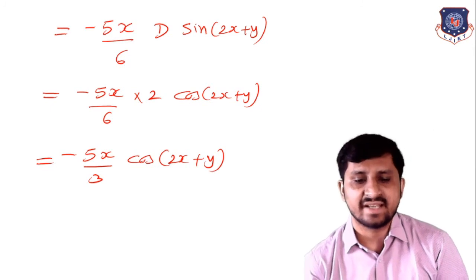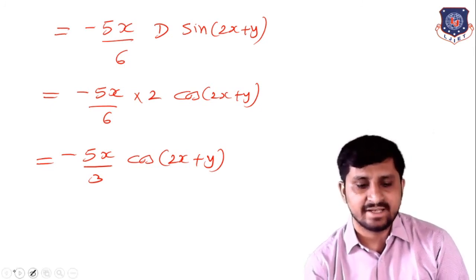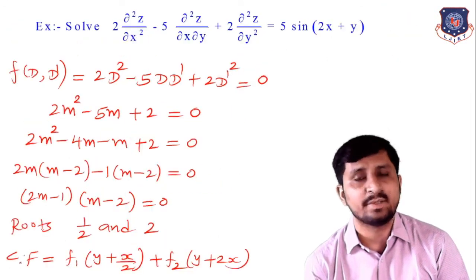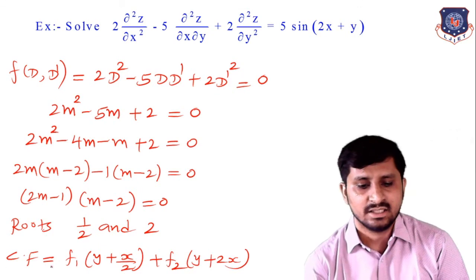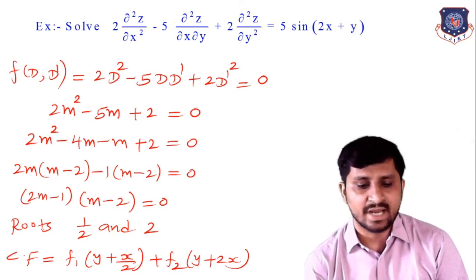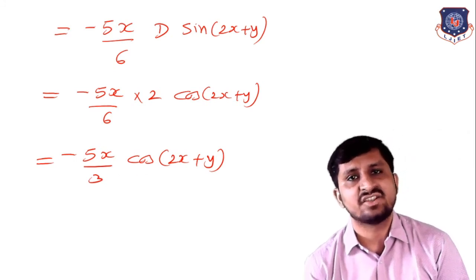Okay, so this is my final answer for this example for the particular integral. And don't forget to write the general solution. What is my general solution? Z is equal to complementary function plus particular integral. So f1(y plus x by 2) plus f2(y plus 2x) minus 5x by 3 cos(2x plus y). This is my general solution.